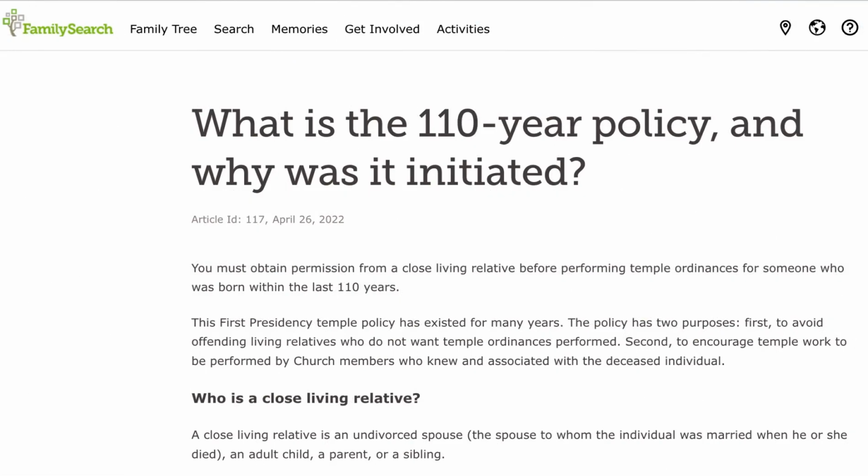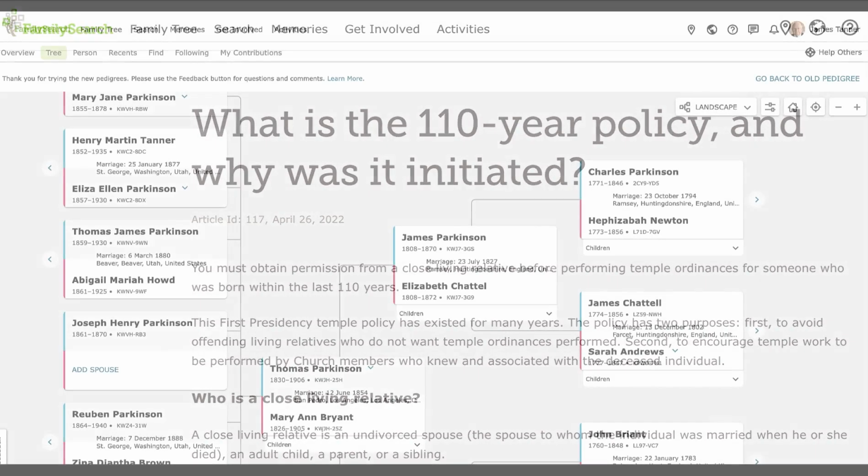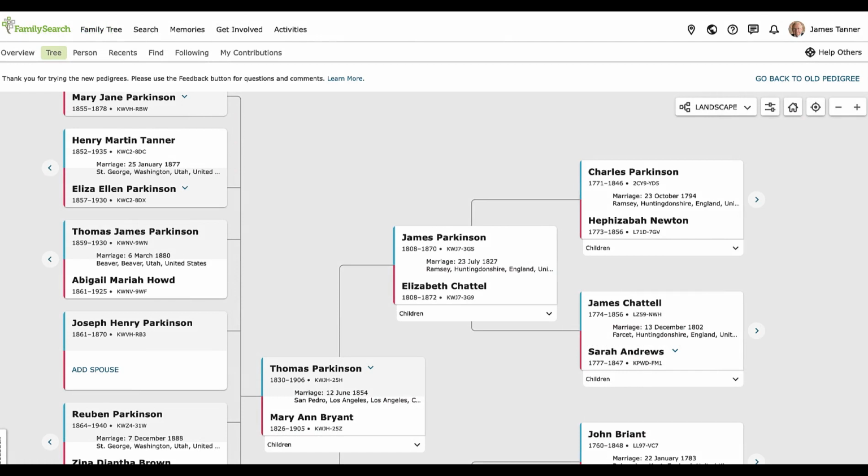One other issue is applied by FamilySearch to members of the Church of Jesus Christ of Latter-day Saints, and limits the performance of proxy temple ordinances to people who are directly related to the deceased. The rule is known as the 110-year rule and prohibits anyone from reserving names for people born less than 110 years ago without written permission from a close family member. This is not a privacy concern, but arises out of a desire to allow those closely related to the deceased to perform the temple ordinances for their own family members.